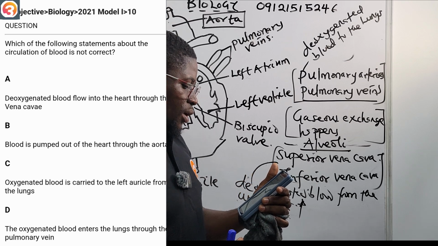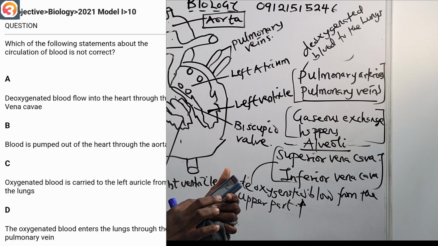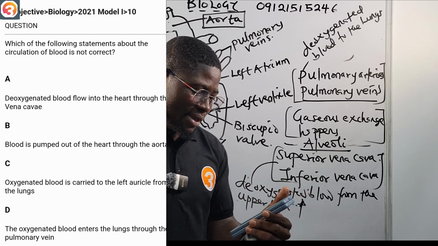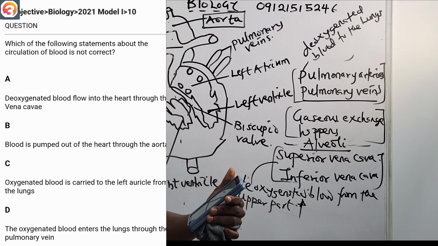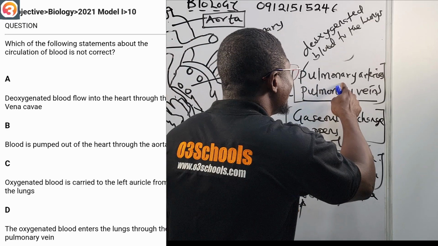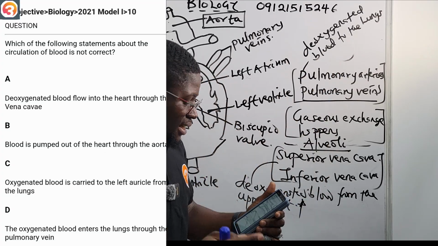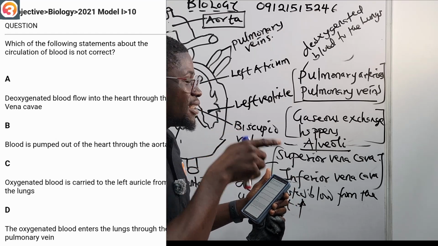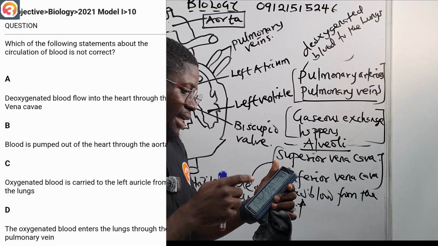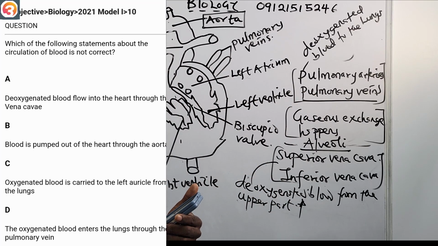So please take note here. Atrium is also called auricle. Now, D says, that means D will be the answer. D says oxygenated blood enters the lungs through the pulmonary vein. Does it enter the lungs through the pulmonary vein? No. It is the pulmonary artery that carries the blood to the lungs, and it is not oxygenated. D is saying the oxygenated blood enters the lungs. What carries blood to the lungs is not even a vein. It is the artery, the pulmonary artery, that does that. So that means D is the correct answer.